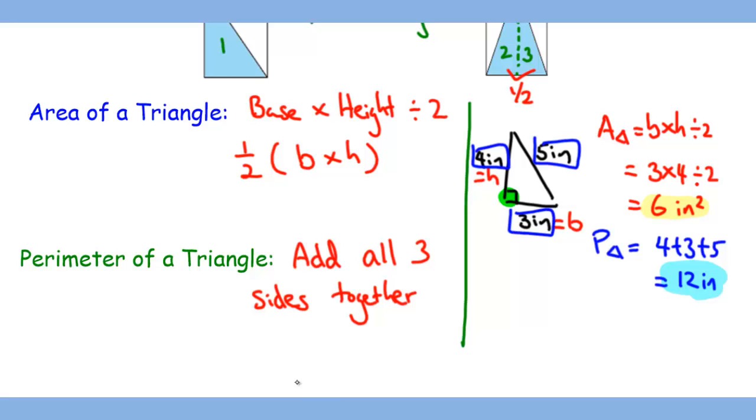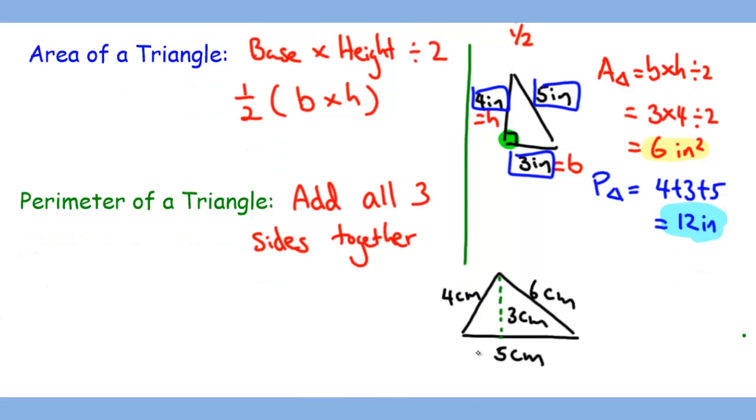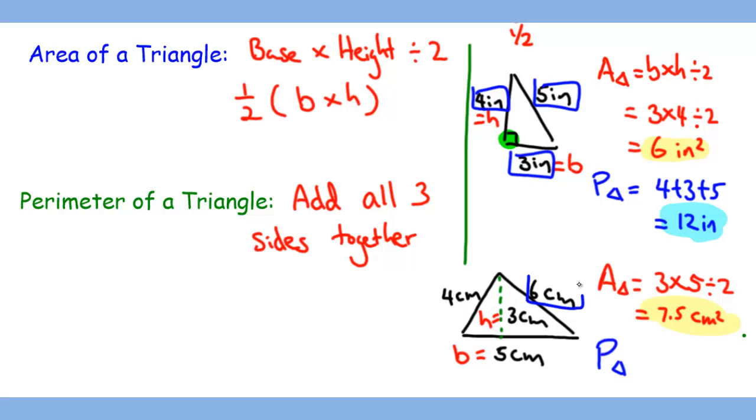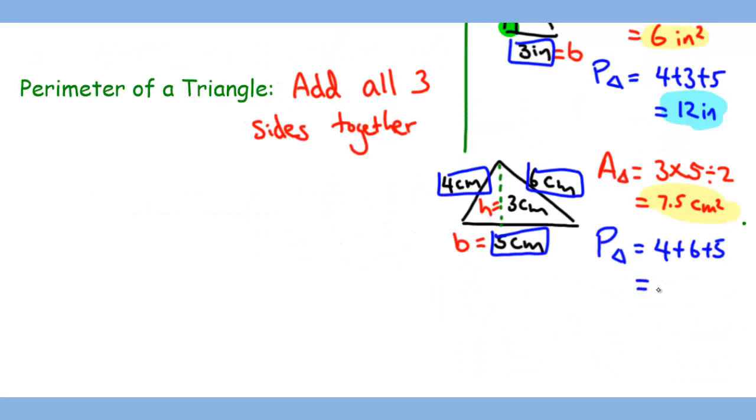Now let's try one more example. In this example, the base will be the 5 and the height will be the 3 right here. So for the area, all we need is 3 times 5 and then divided by 2. So we get 7.5 cm squared as our answer. And for the perimeter, it will be the 6 cm, 4 cm, and the 5 cm. So we need to do 4 plus 6 plus 5, which will give us 15 cm as our final answer.